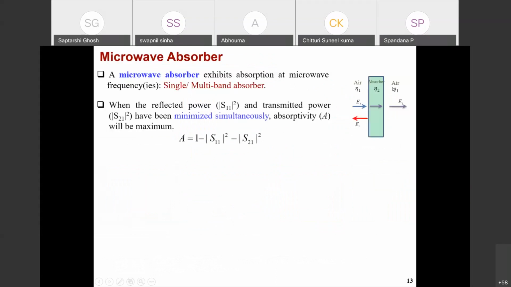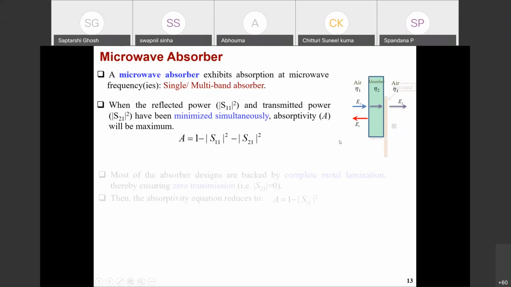So, considering this is a microwave absorber, when an incident wave is impinging on the structure, there will be some transmitted wave and there will be some reflected signal. Now, when both the reflected and transmitted signals are reduced, or minimized simultaneously, then the absorptivity will be maximum. So basically, the absorptivity is the complement of the reflected and the transmitted signal.